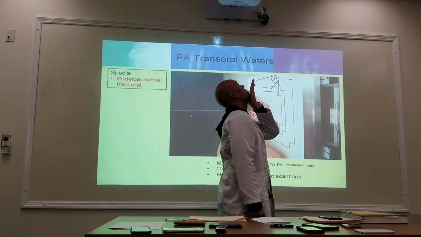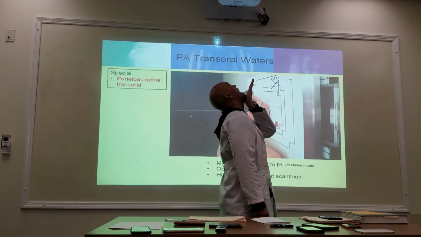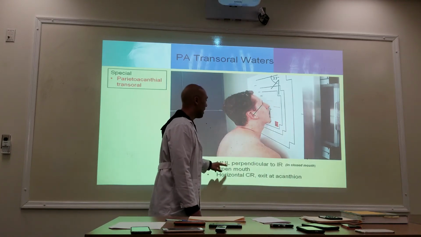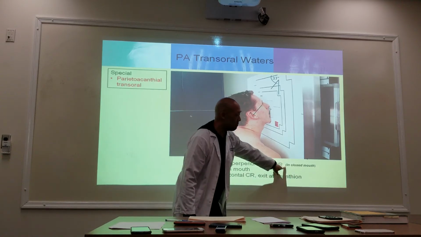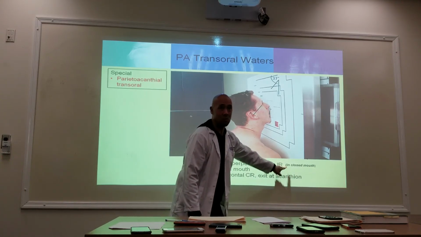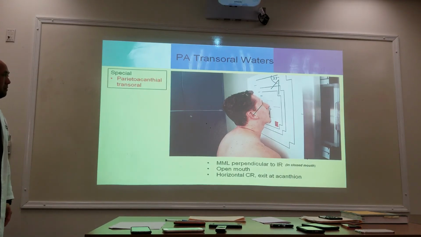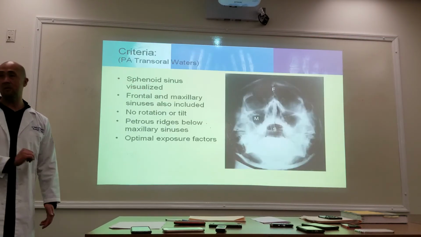Now have them open up their mouth. See it? If you open up your mouth and then position them, now you're going to be totally off. So you position them in their AML, the mentomeatal line, in a closed mouth position first, and then have them open it. Okay? Exit the acanthion. Open mouth. So in the open mouth, we should see now the sphenoid sinus.